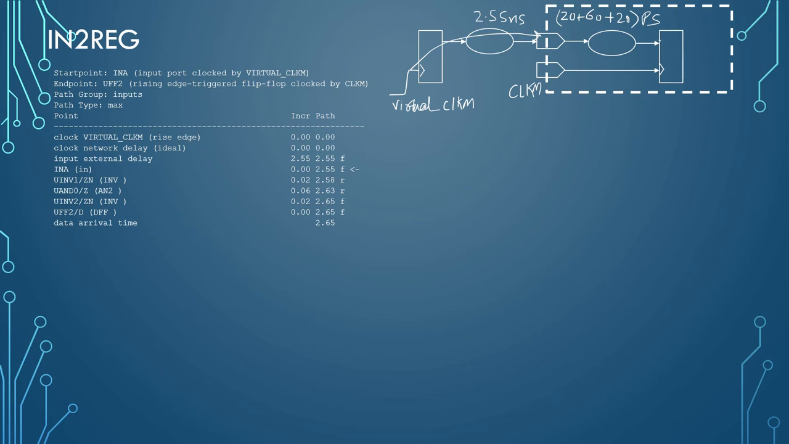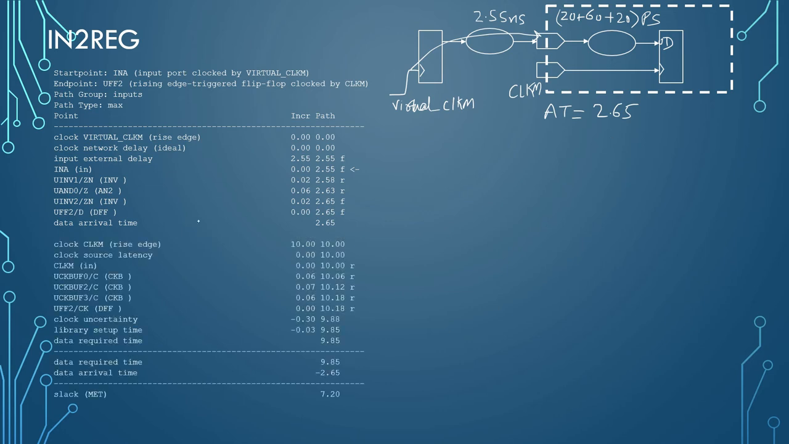So at this D pin, you can write down AT, arrival time, as 2.65 nanoseconds. Now let us look at the capture clock path. It starts with the CLKM port at the rising edge. This is a setup timing report, so we have one full clock cycle here, that is 10 nanoseconds. CLKM is the starting point of the clock.